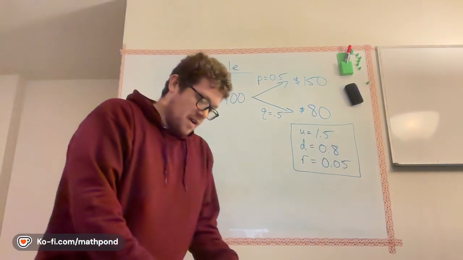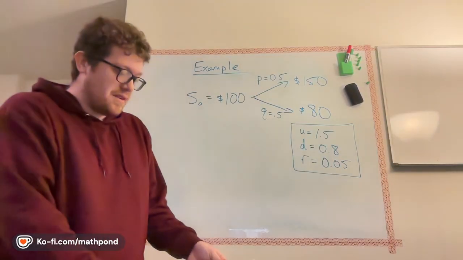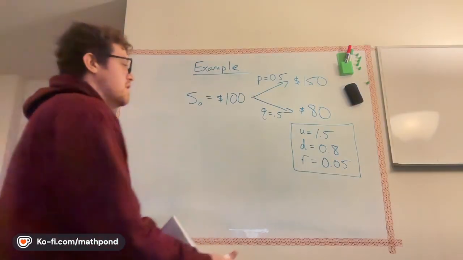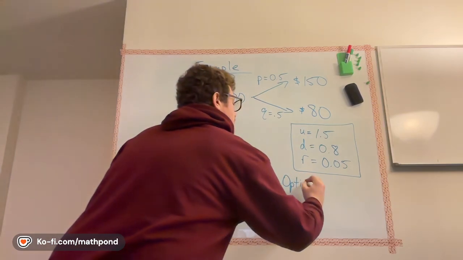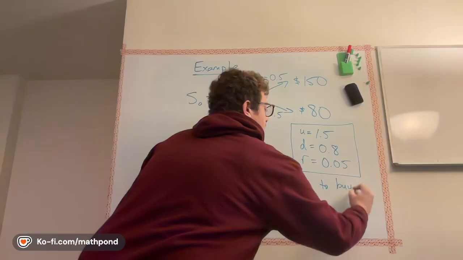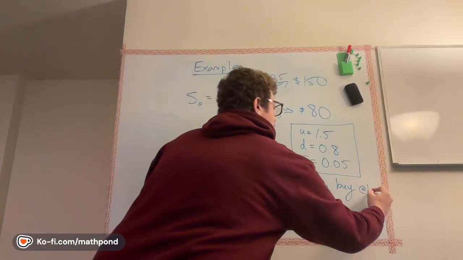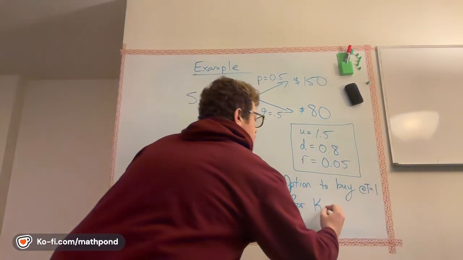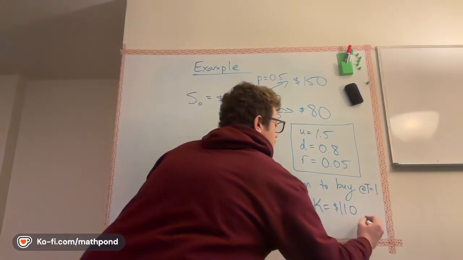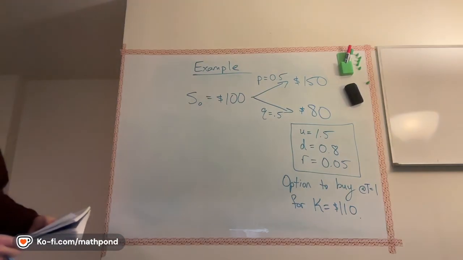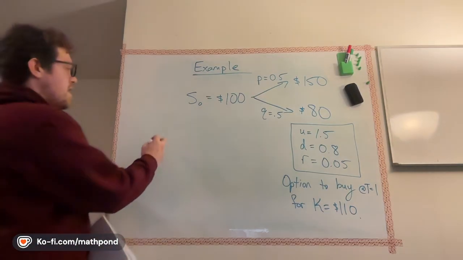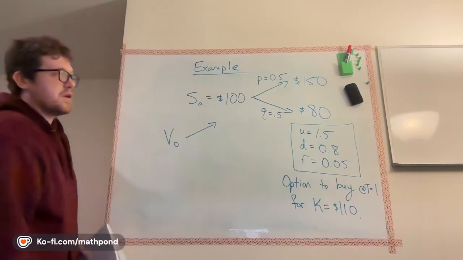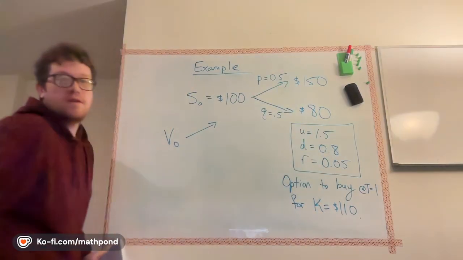And let's say we have an option to buy this stock at a price of $110, strike price, to buy at time 1. For K equals $110 per share. So what would the option value be at time 0? Well, if the price increases, we're going to get 150 minus 110.